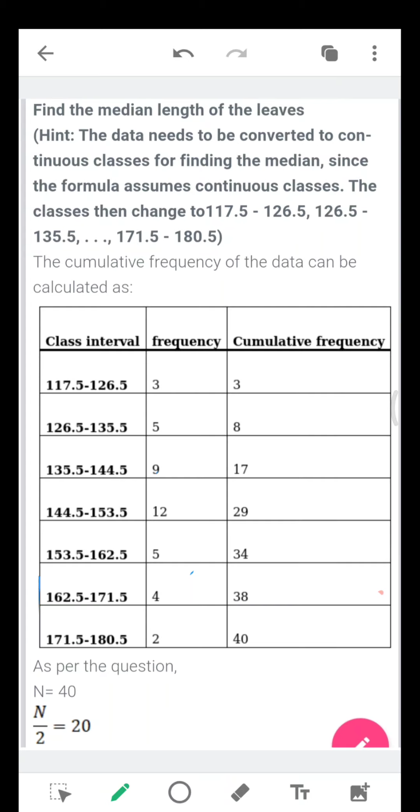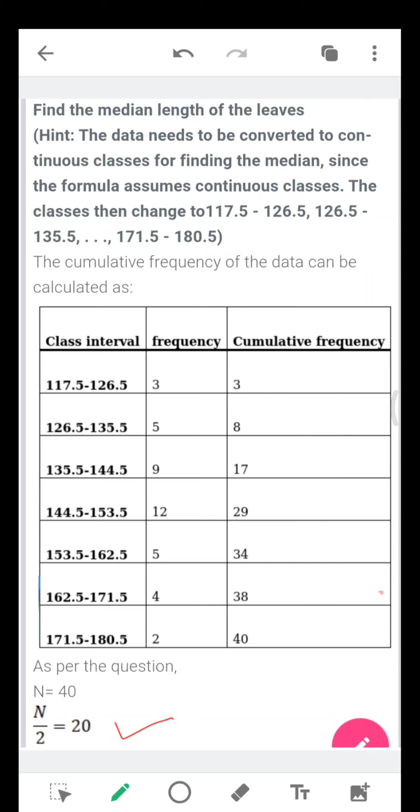Now few students were having doubt how to begin this after finding n by 2. The sum of all these frequencies is 40, that is n. So you should begin with n by 2. You should first find n by 2 before you find all the values. So n by 2 is 20.